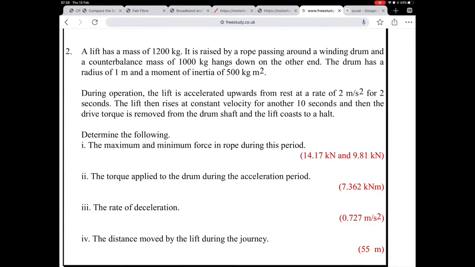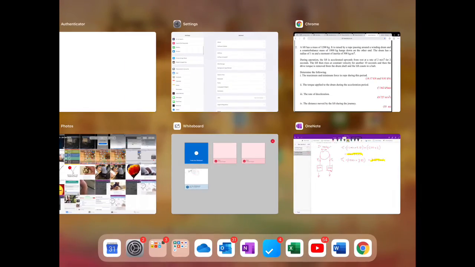Now the next question is a bit easier because we've got the right answers in the bit above. So the applied torque to the drum during the acceleration period. Okay. Well, this works out easier now we've got our figures.